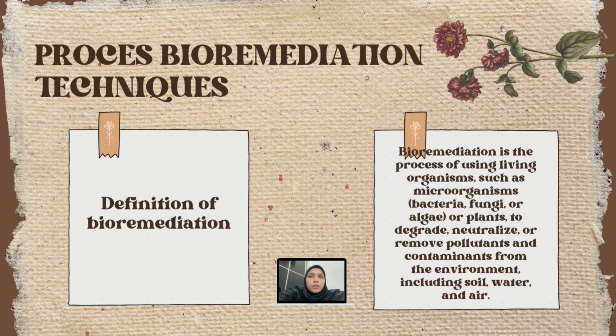Today, I will explain about the bioremediation technique. Remediation and natural reduction are also seen as a solution for emerging contaminant problems. Microbes are very helpful to remediate the contaminated environment. Definition of bioremediation. Bioremediation is the process of using living organisms, such as microorganisms, bacteria, fungi, and algae, or plants, to degrade, neutralize, or remove the pollutants and contaminants from the environment, including soil, water, and air.